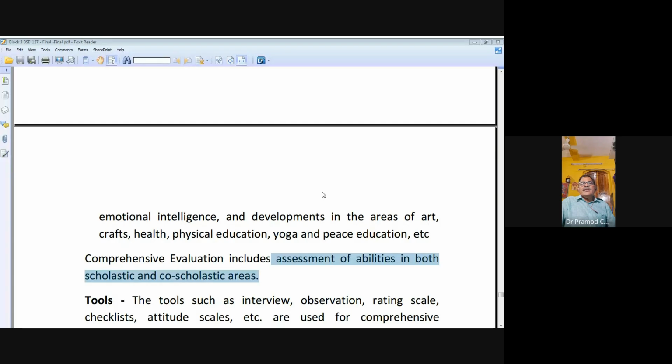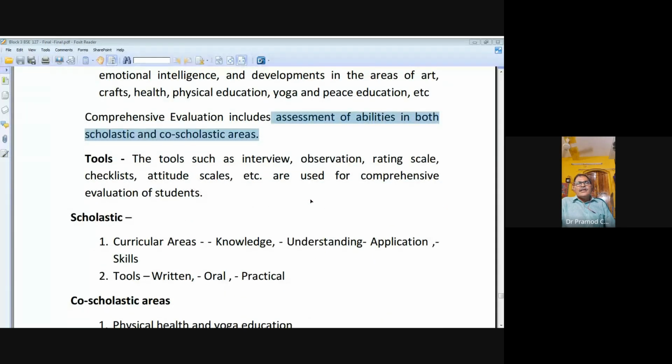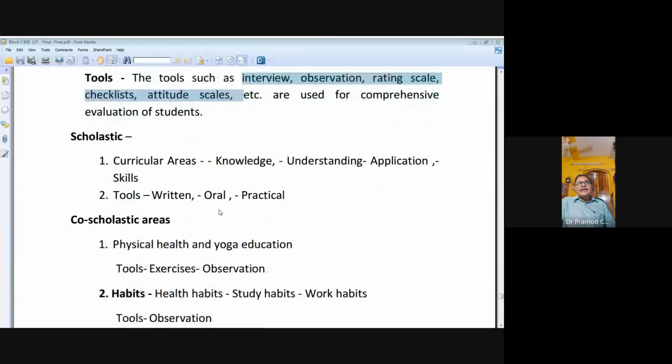Definitely, comprehensive evaluation, we are saying, covers abilities in the scholastic and post-scholastic areas. What type of tools will we have to follow? You know that intelligence is there, same thing. Interview, observation, rating scale, checklist, attitude scales. Scholastic area, what are we judging?